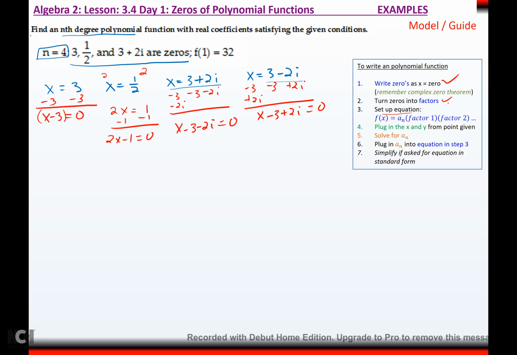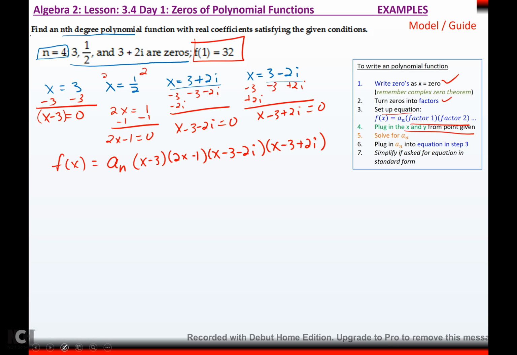Now I'm going to set up my equation, which says f of x equals some leading coefficient that I don't know times all of my factors: x minus 3, 2x minus 1, x minus 3 minus 2i, x minus 3 plus 2i. Okay, so then it says plug in the x and y from the point given. See how they give me this f of 1 equals 32?